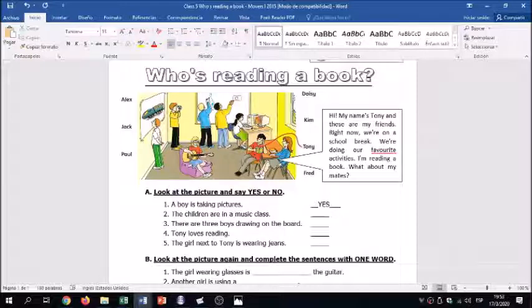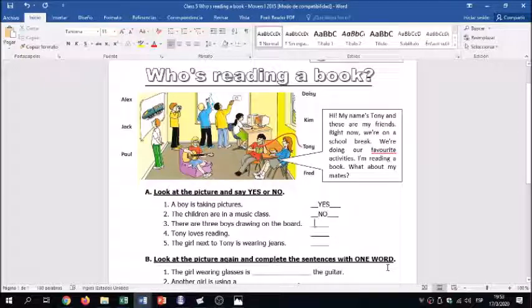Why? ¿Cómo saben que no están en una clase de música a pesar de que podamos ver acá una chica tocando la guitarra? Si ustedes vuelven al texto, it says, right now we are on a school break. What is the meaning of a school break? Very good. The school break is el recreo, so the children are not in a music class. So we write here, No. Very good.